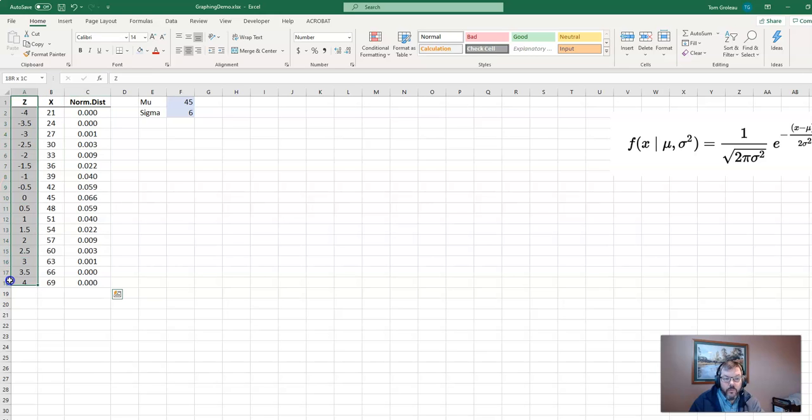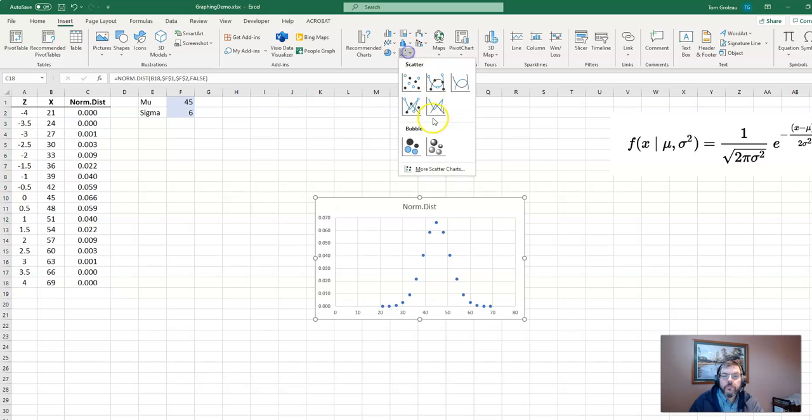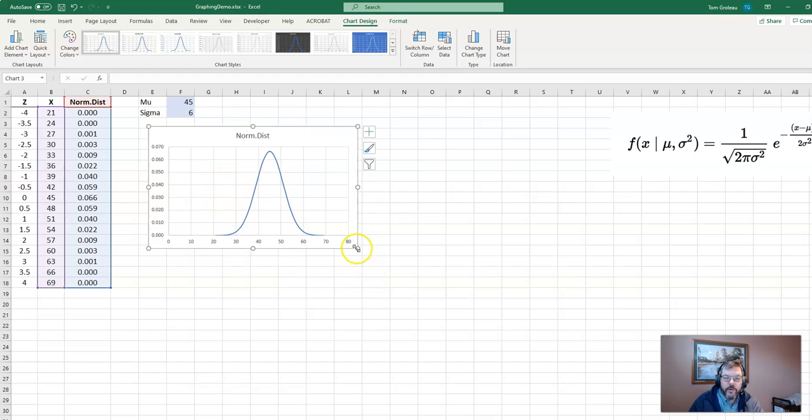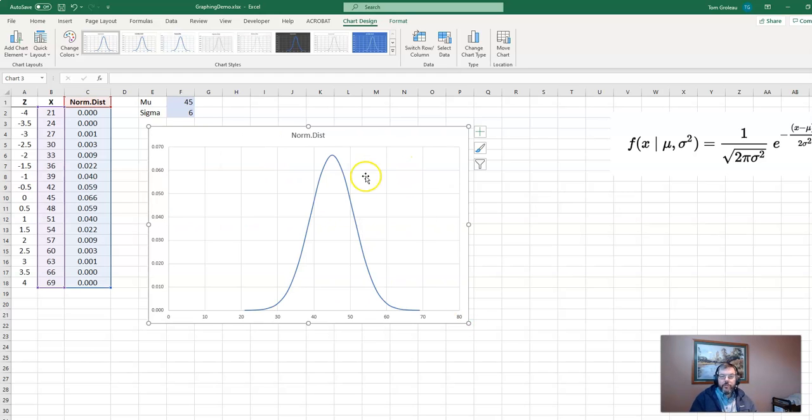These z's are only here to make sure my x's run from 4 standard deviations below to 4 standard deviations above. And these normal values are now based on this distribution, not the standard normal. So this is my x, this is my y. I'm just going to redo my graph from scratch. So it's centered in the right place, centered at 45, the standard deviation is 6.